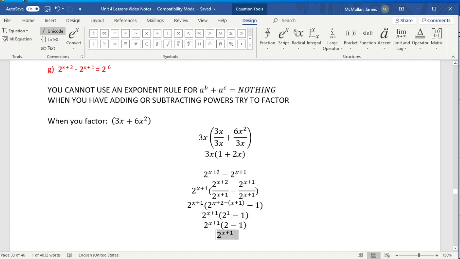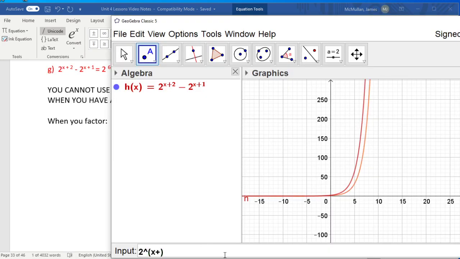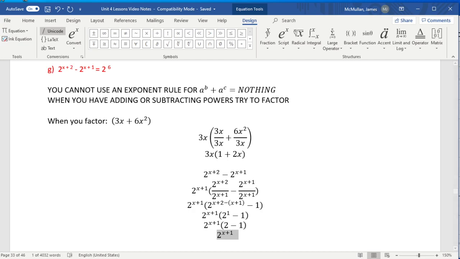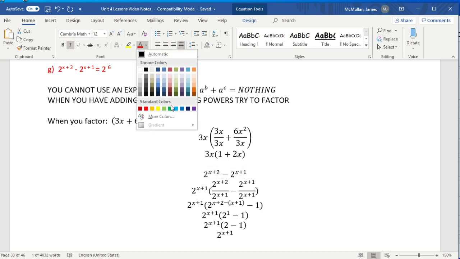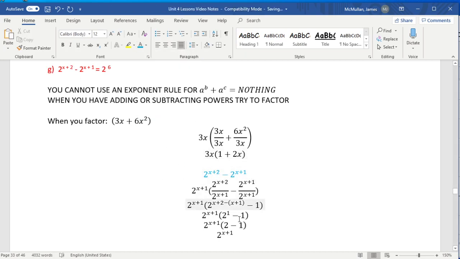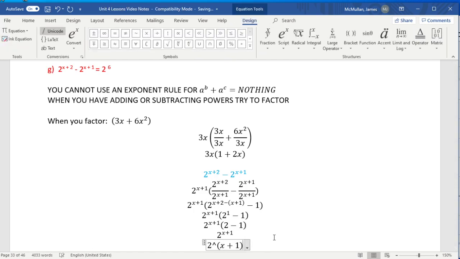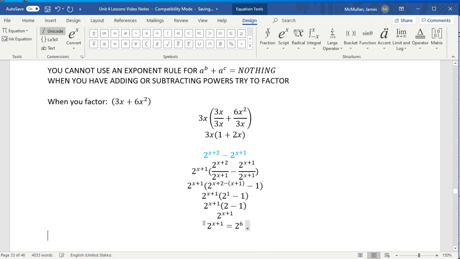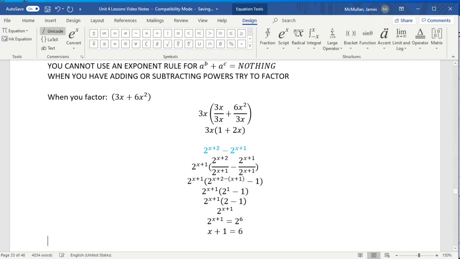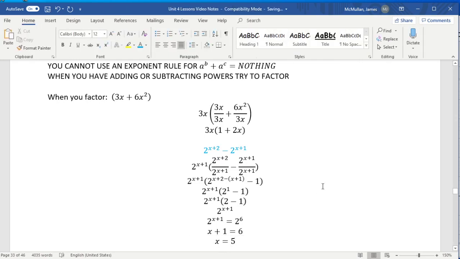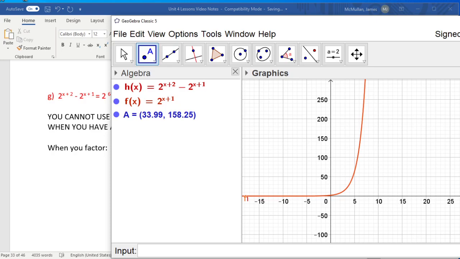When I factored it, I came up with this answer: 2 to the power of x plus 1. Now look at the curve. It is the exact same as the original. Now, how does this help us? Well, I took the left side of your equation and was able to simplify it down to just one term. So now let's make the equation again. 2 to the x plus 1 equals 2 to the 6. Therefore, x plus 1 equals 6. Therefore, x equals 5.